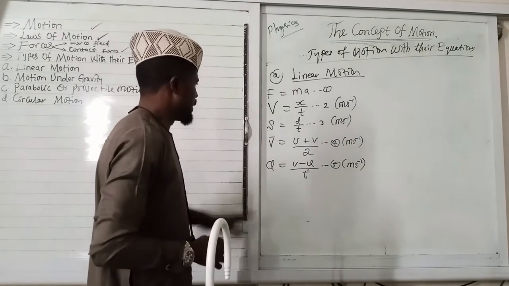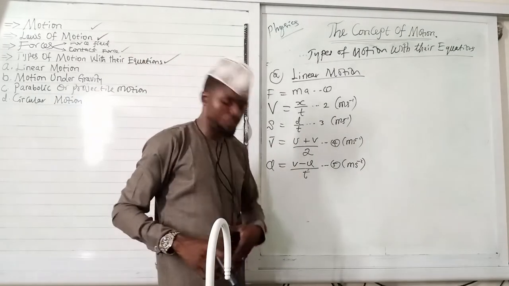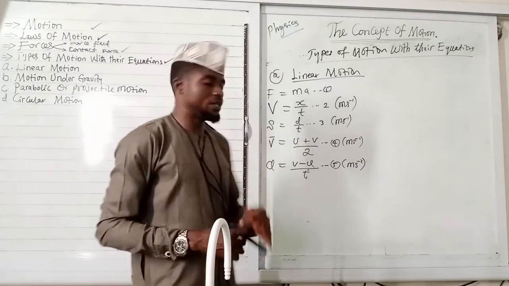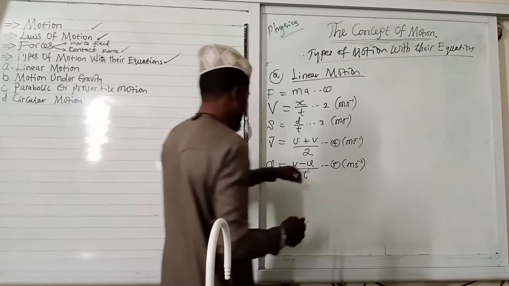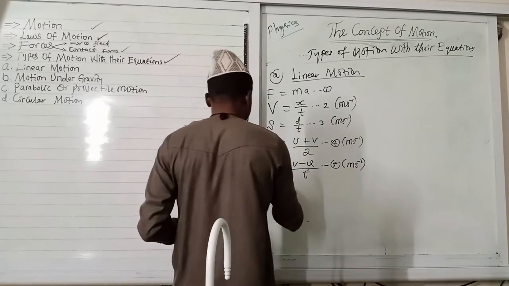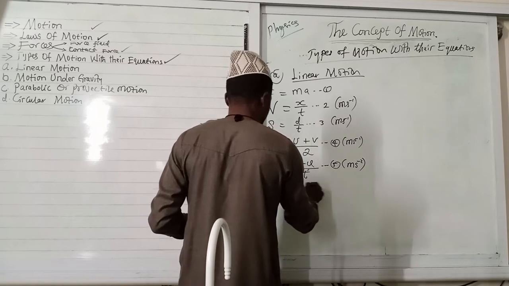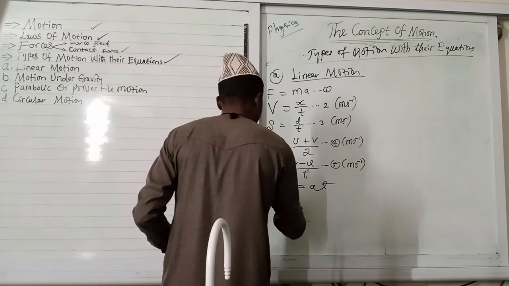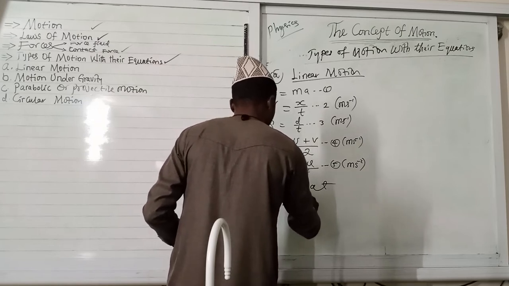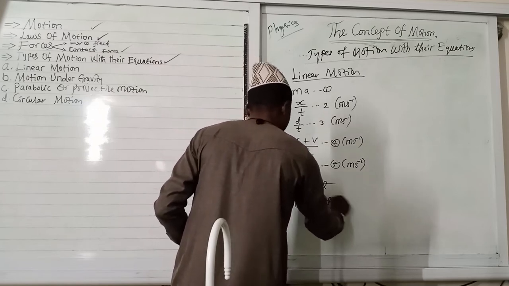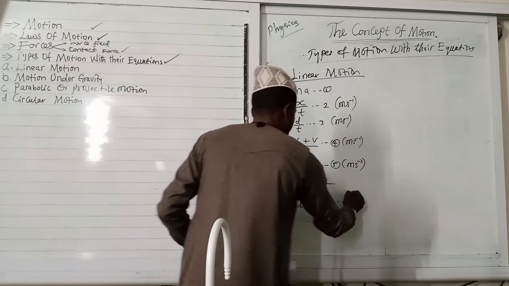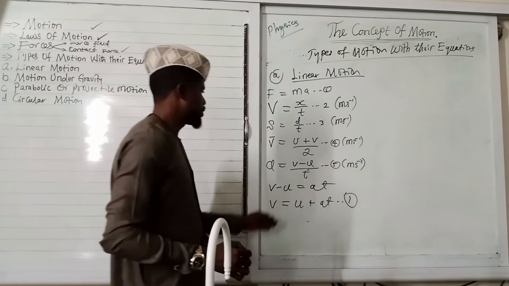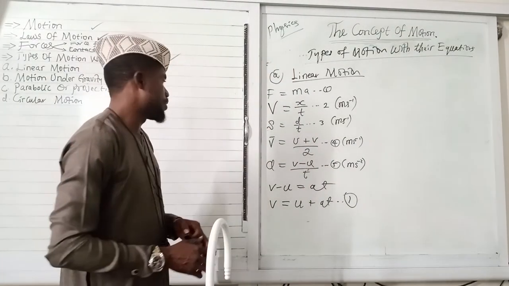So, let us derive the three equations of uniformly accelerated motion. From here we can cross multiply. We know that V minus U is equal to what? AT. And our V is equal to what? U plus AT. We call this the first equation of what? Uniformly accelerated motion.